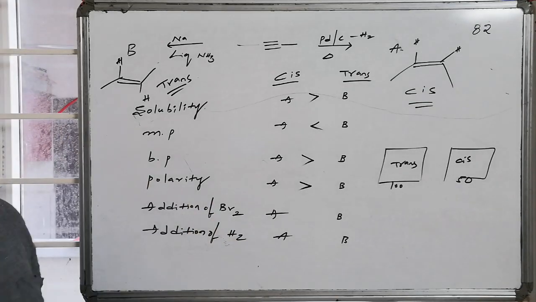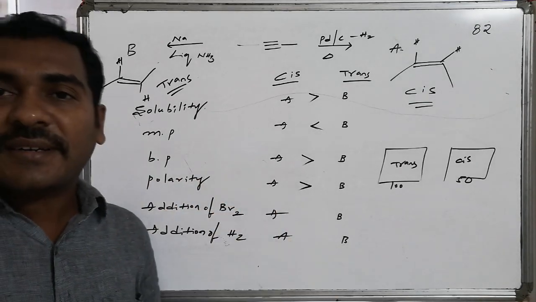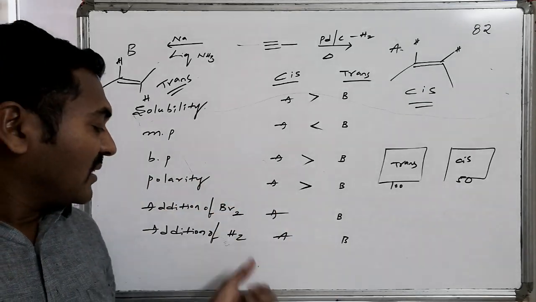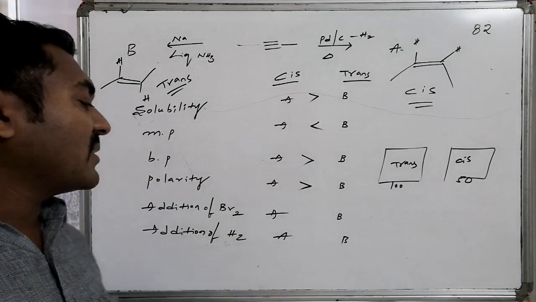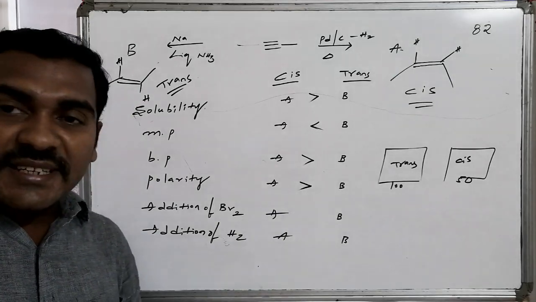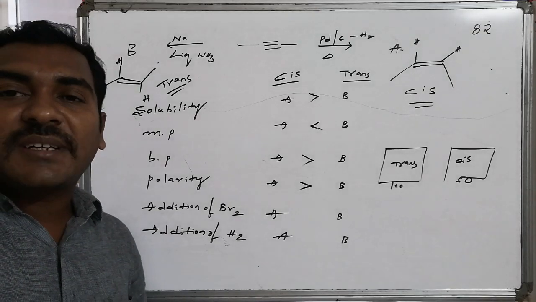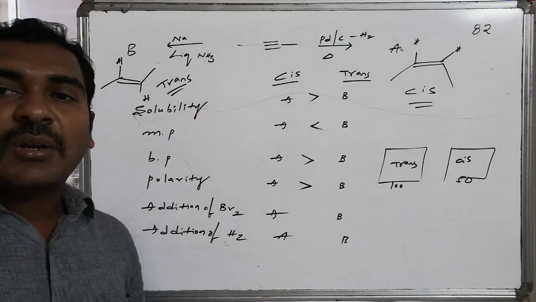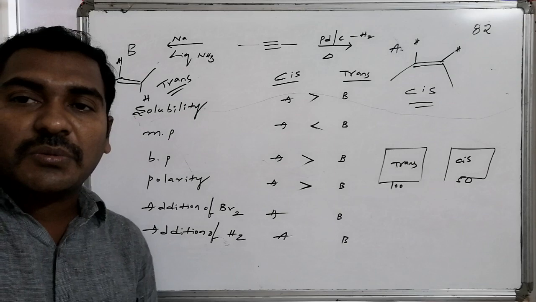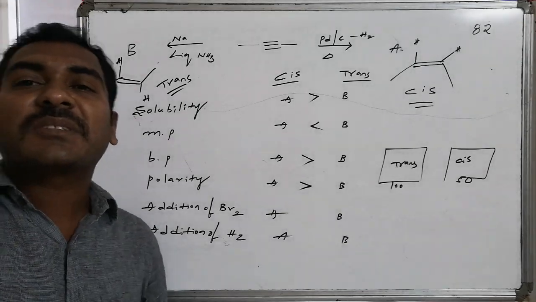Now, addition of hydrogen, let us have a look, then we will move our discussion to the addition of halogen. If we go for the addition of hydrogen, hydrogen addition is a cis addition. Hydrogen addition is a syn addition, cis addition. Both hydrogens try to add to the double bond system from the same side.